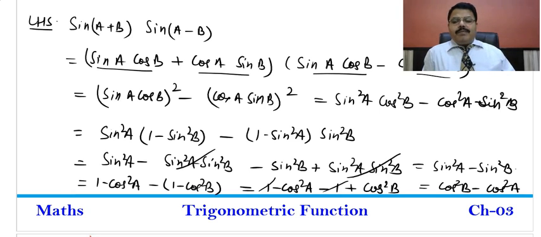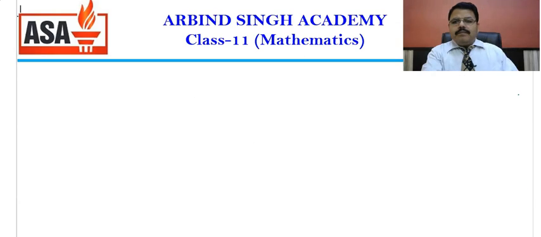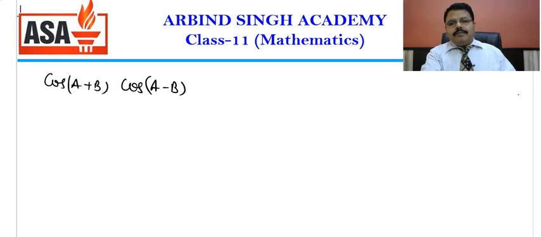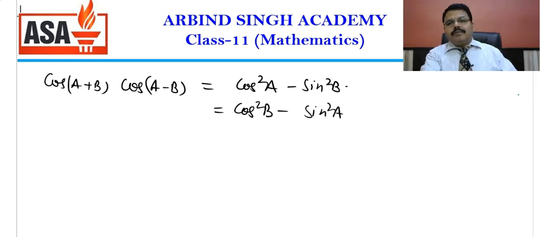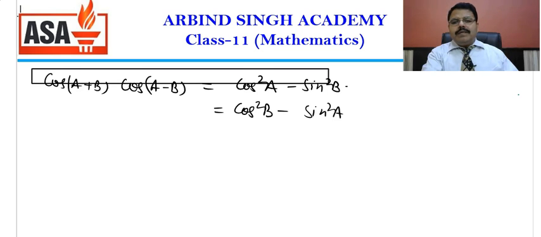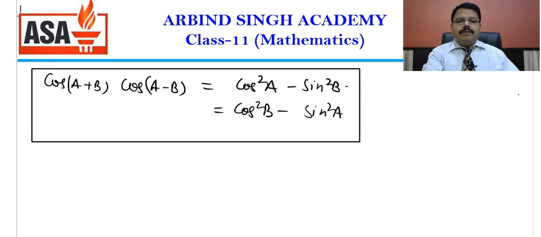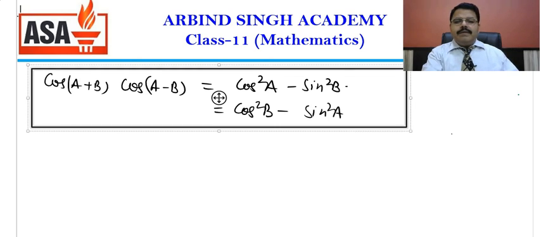इसी तरह से एक फॉर्मूला और प्रूफ कर देते हैं, cos(a plus b) cos(a minus b), वो क्या होता है, ठीक है. cos(a plus b) cos(a minus b) is equal to cos square a minus sin square b, और cos square b minus sin square a, or even can be written as cos square b minus sin square a. So this is one more formula which you can memorize, you may remember this, right, how this will happen.